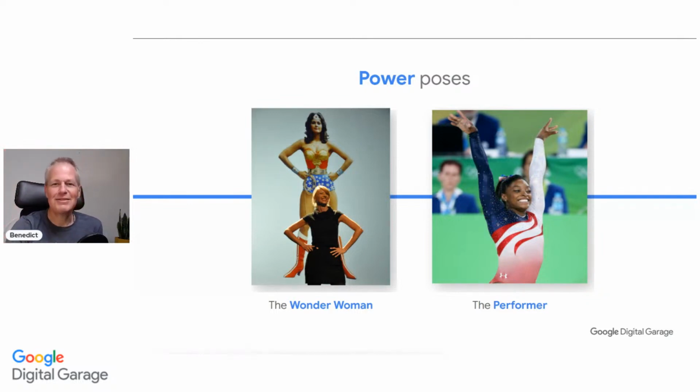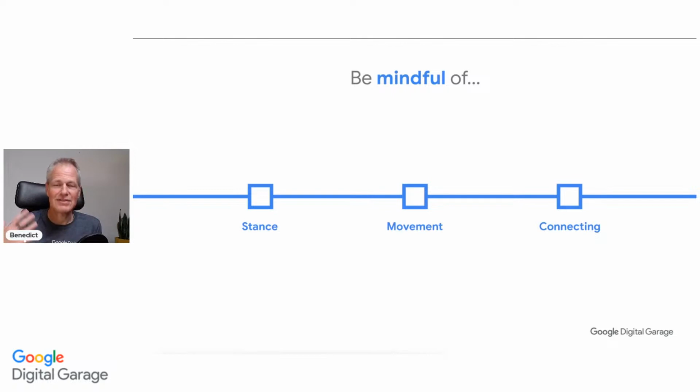I know it sounds kind of crazy, but take on those particular poses. See how it feels. Get the feel of it. Be mindful of your stance, your movement, your connecting and everything. Your eye contact is so important. Fix your gaze on one person for 5 or 6 seconds. Move to another person. Pause from time to time to create a rhythm.